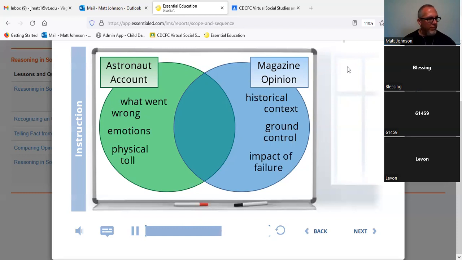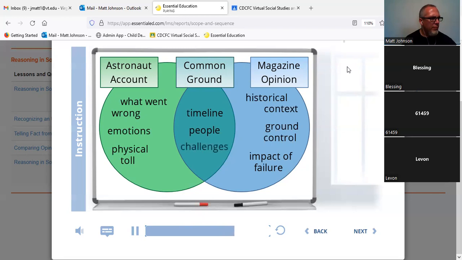Despite their differences, the two texts had a lot in common. They're both talking about the same event, right? The two texts followed a similar timeline of events. Both texts referred to many of the same astronauts, engineers, and experts. Last but not least, both texts talk about the challenges faced by the Apollo 13 mission.